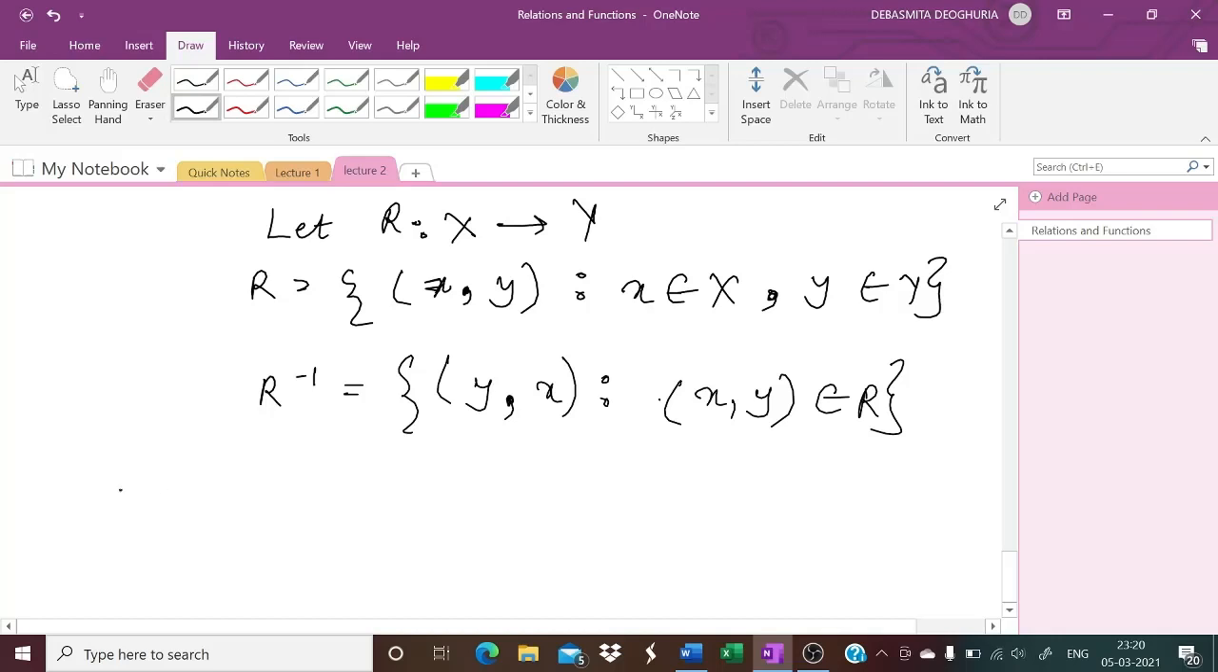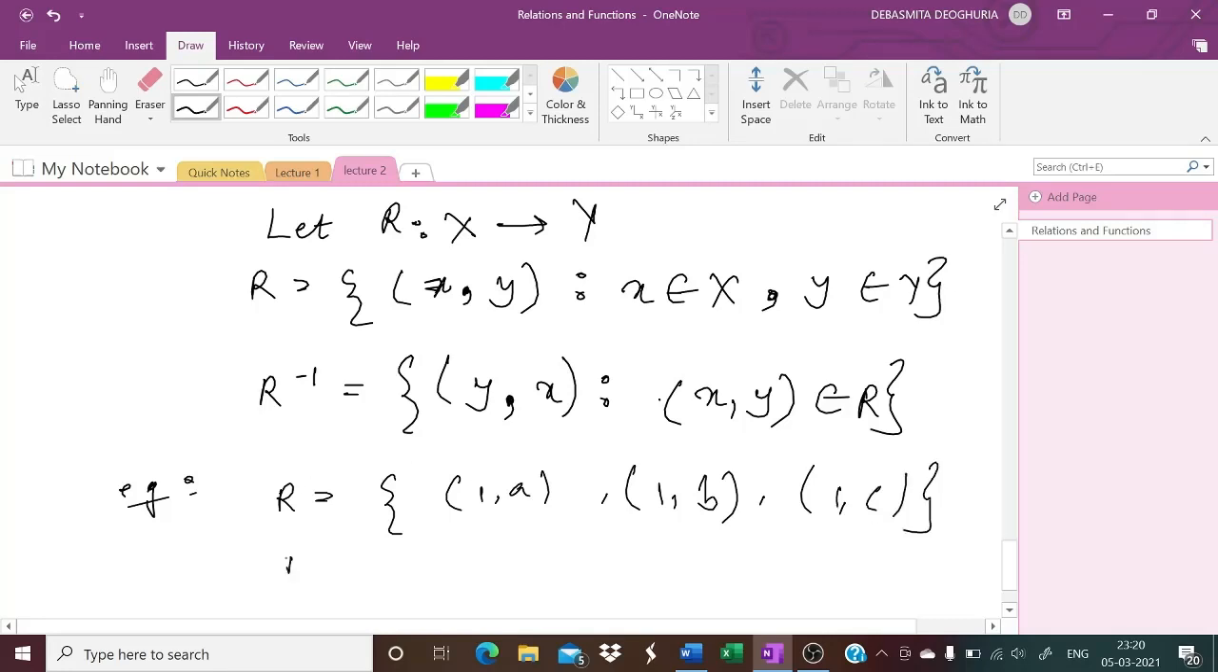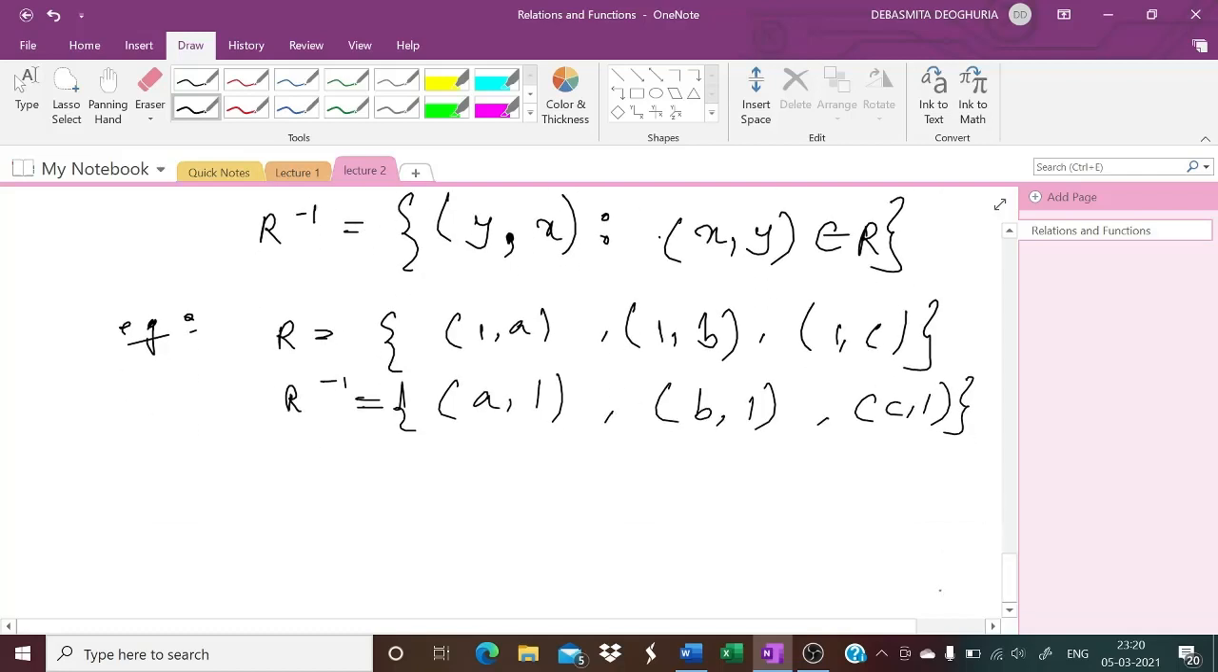So let's understand this with the help of an example. Suppose R is equal to (1, a), (1, b), (1, c). These are the elements in R. Then R inverse will just have the opposite thing: (a, 1), (b, 1), (c, 1).